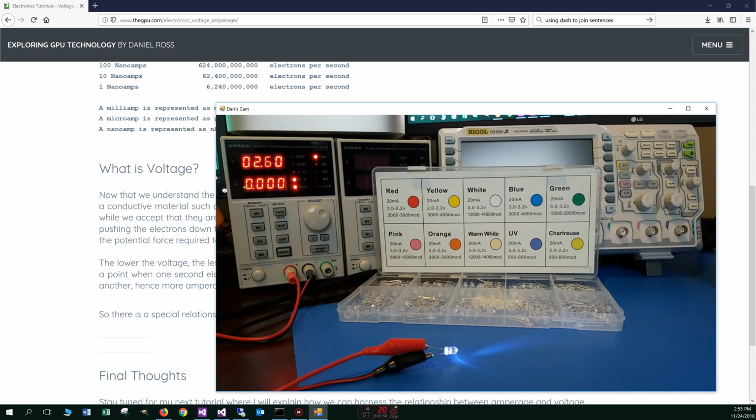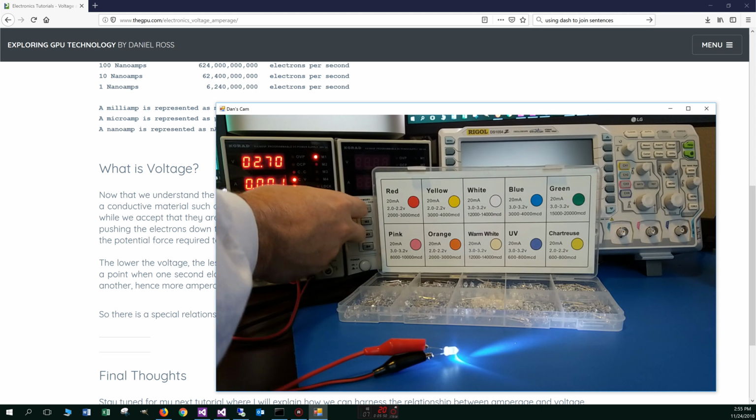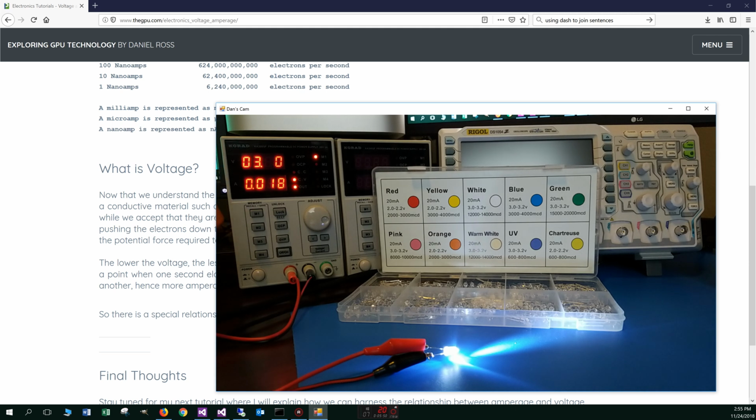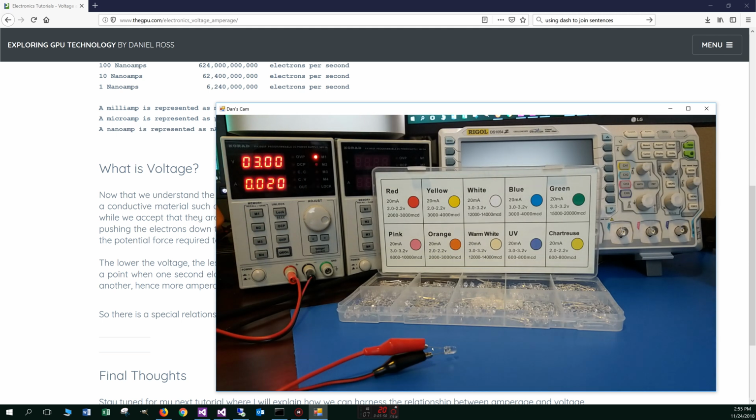There, we're registering 0. That doesn't mean that no amps are flowing across. That just means that my power supply can't measure the amps that are flowing through there. They're now in microamps, so my other thing could. Okay, so let's go ahead and just crank this up here. Now I'm gonna turn this off here. Okay, so I've got this set up for 3 volts, and the maximum amperage output is 20 milliamps.